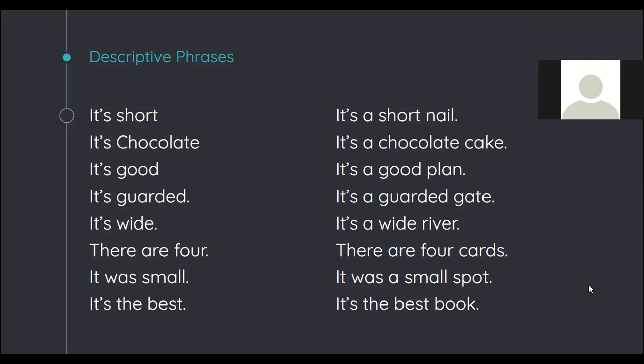Rajav, could you do the next one? Okay, it was small. It was a small spot. Perfect. It was small. It was a small spot. Okay. How about who's going to do the last one? Kevin, could you do the last one?